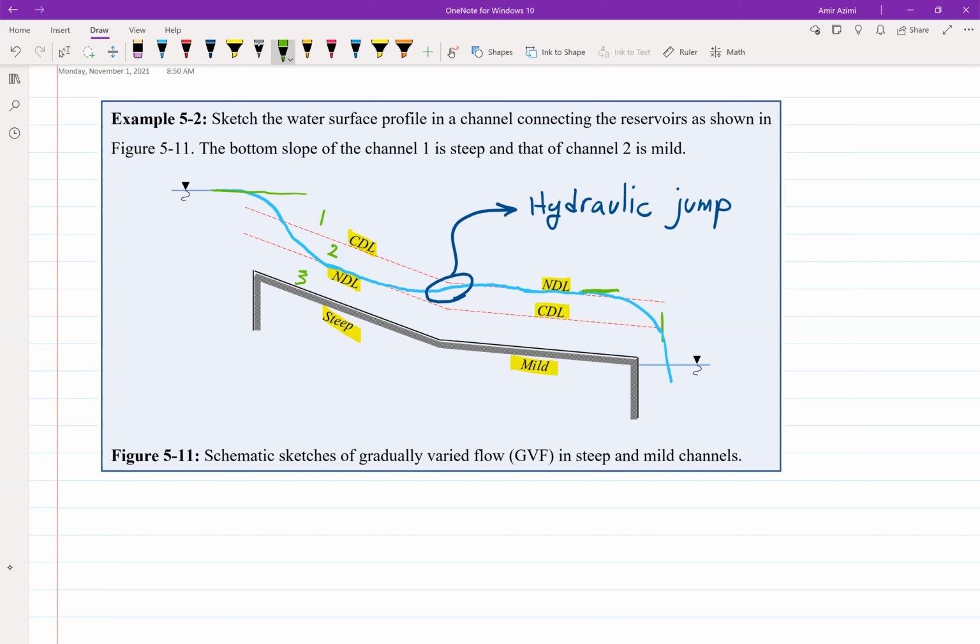So this can be S1 here because it's in a steep location. So this portion is S1. And then between two curves is S2. And then we have S2 here. And then we have the mild channel. So the portion of the curve here between the normal depth line and the critical depth line is M2. And then here we have another M2 curve. Okay, so that would be the classification.